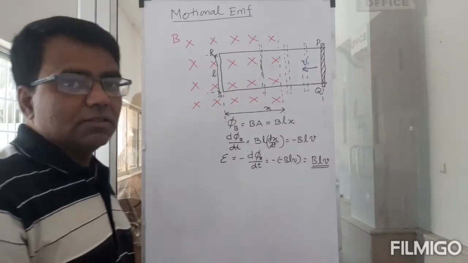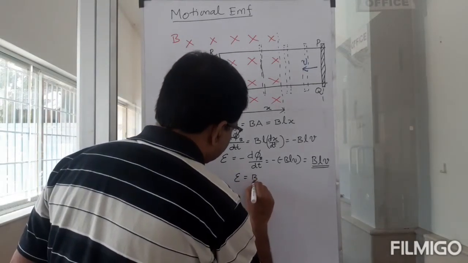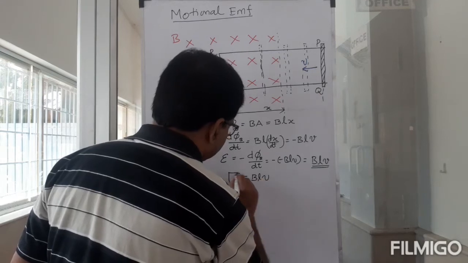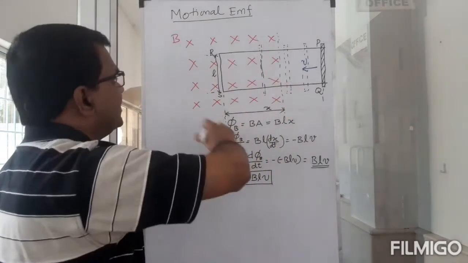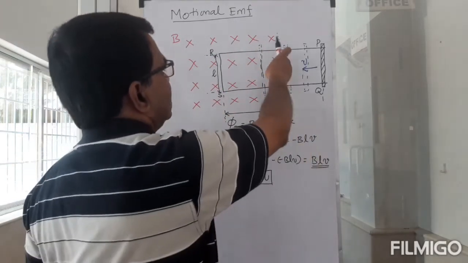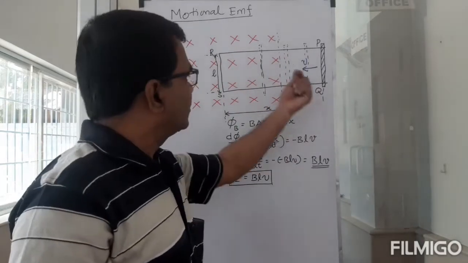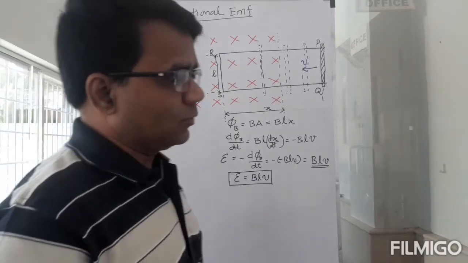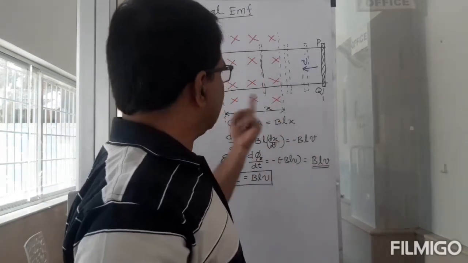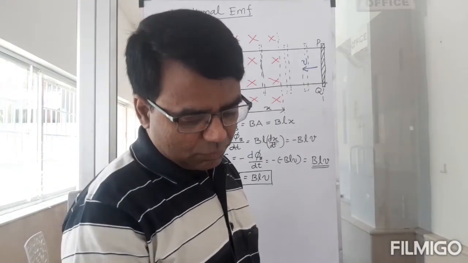So this is the expression for the induced EMF. So this EMF will be induced in this loop as it goes from here towards this. Okay, now what is the direction of the current? What's the direction of the current in this loop?